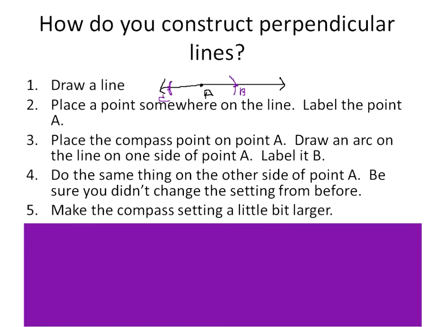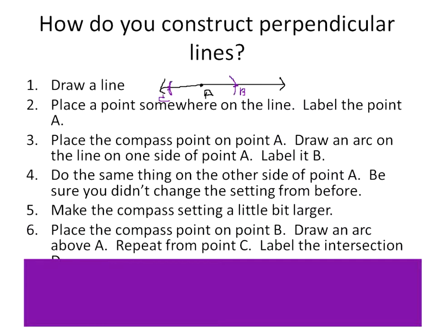And the next step is to make the compass setting just a little bit larger than you just had it. Just a little bit larger. Okay? And once you've done that, you're going to place the compass on point B and draw an arc above A. And repeat that. I'm going to show you in just a second. Hold on, let me read the directions first. Repeat from point C and then label the intersection.